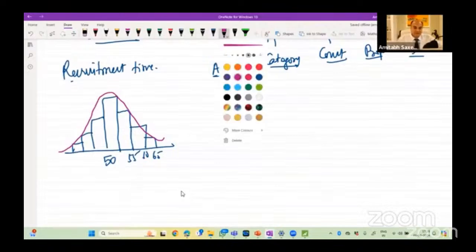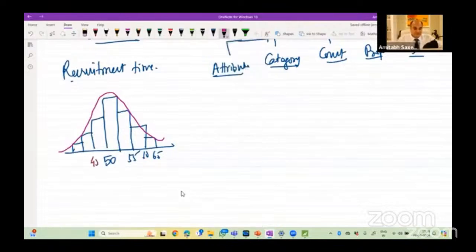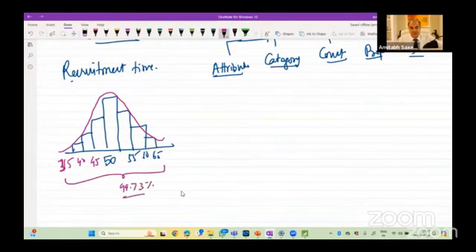If I convert this into a, so here 45, 40, and 35. Just to complete. So most of your recruitments are taking between 35 to 65 days. 99% of your recruitments, to be very precise, 99.73% of your recruitments will be taking within some limits, within the normal curve. Almost 100% of your population. I'm talking about the population, not the sample.